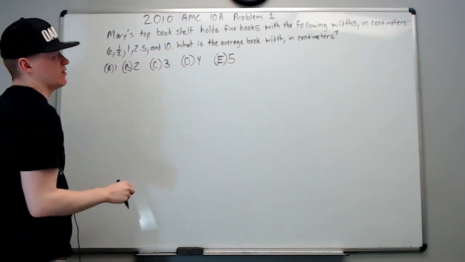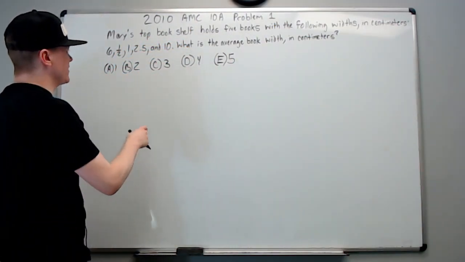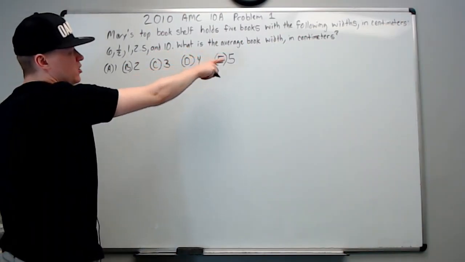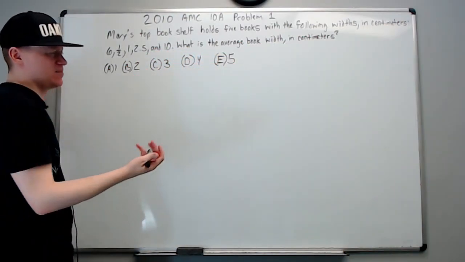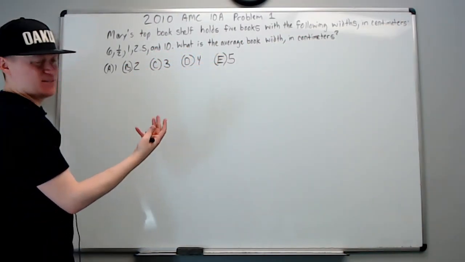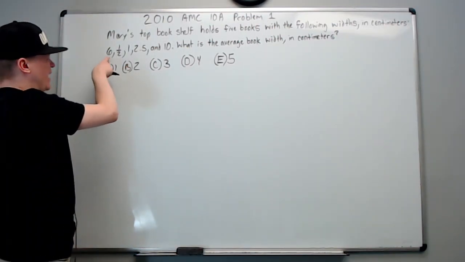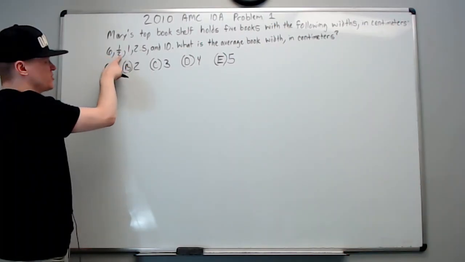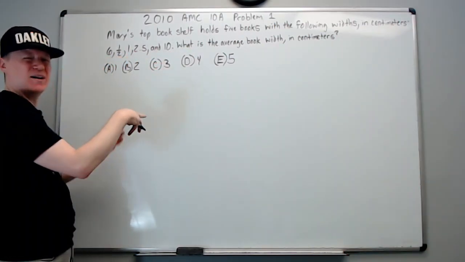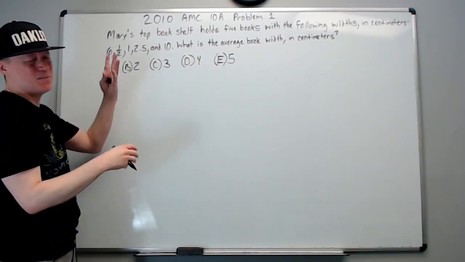Mary's top bookshelf holds 5 books with the following width in centimeters. Here they are. What is the average book width in centimeters? Average means add it all up and divide by the number of things. Don't get too cute. It's problem number 1. I thought about converting this to 12 over 2, 1 over 2, 2, and so on and working. That's just too much. It's number 1.